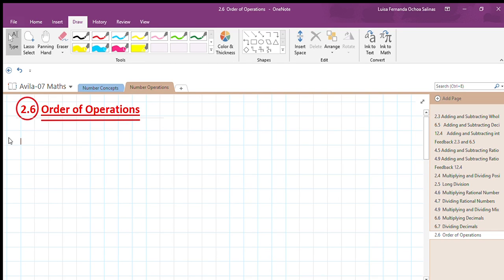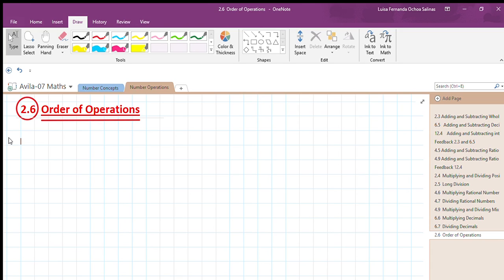Okay, girls, so today's lesson we're going to be working on order of operations. Some of you have already done this in primary school, so this video is going to be quite quick. It's only a revision. If you haven't done this in primary school and you feel that this video is not sufficient, please look for me in class and we will work through more examples.